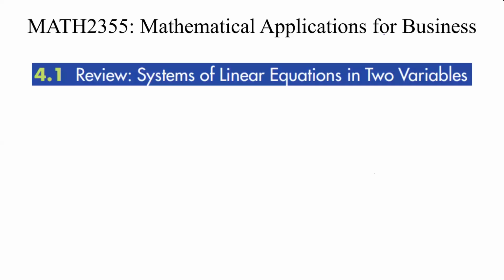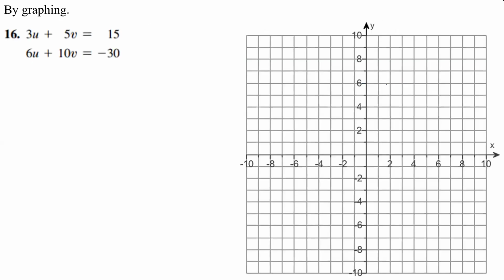All right, in this series of videos, we're going to look at 4.1 on systems of linear equations in two variables. The first thing is we're supposed to graph this, and we have a u and a v. What we need to do is think about this as our x and our y, because our axes are usually x and y. And to be able to solve this, we can do two different things.